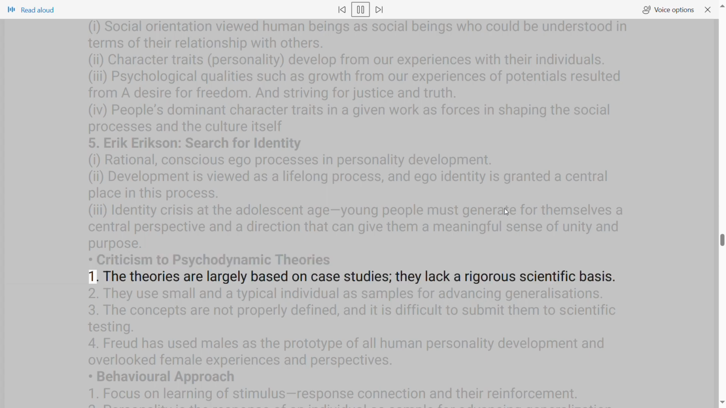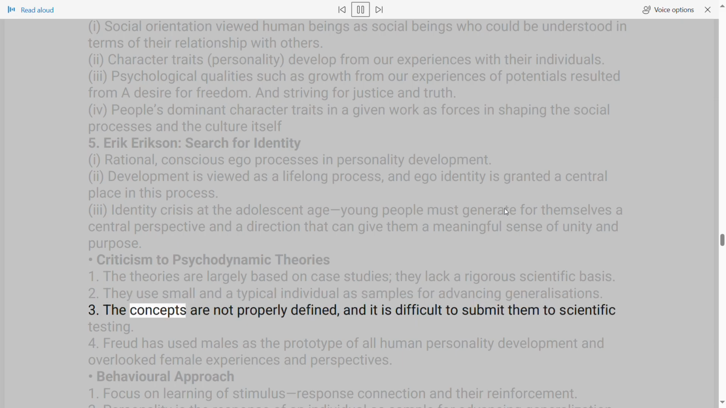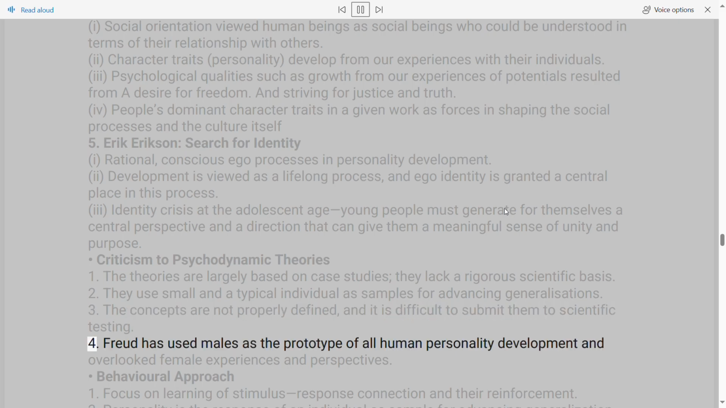Criticism of psychodynamic theories. 1. The theories are largely based on case studies. They lack a rigorous scientific basis. 2. They use small and atypical individuals as samples for advancing generalizations. 3. The concepts are not properly defined, and it is difficult to submit them to scientific testing. 4. Freud used males as the prototype of all human personality development and overlooked female experiences and perspectives.